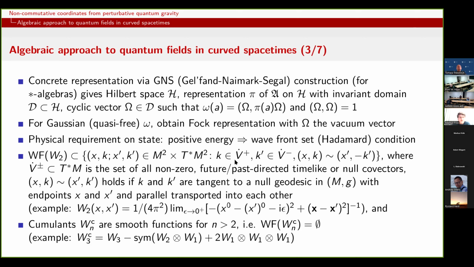So k needs to be non-zero future directed, k prime non-zero past directed, and then the points (x, k) and (x prime, minus k prime) need to be related by this symbol tilde, and that means that there is a null geodesic between x and x prime, and k and minus k prime are tangent and parallel transported into each other. So it's a technical condition, but it can be checked more or less easily for concrete examples.